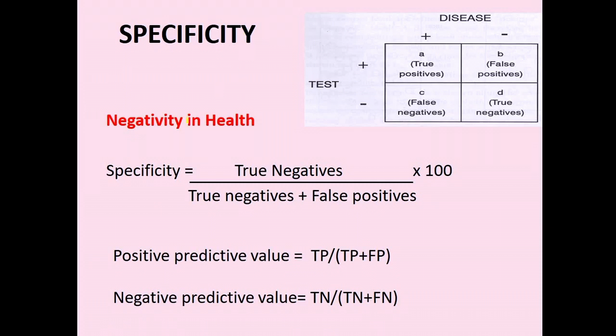It will be expressed in percentage, so into 100. Specificity is given by the phrase negativity in health, that is the ability of the test to detect the true negatives among the healthy. So true negatives by true negatives plus false positives. The other important indicators are positive predictive value, true positive by true positive plus false positive. Negative predictive value is equal to true negative divided by true negative plus false negative. For the predictive values, for positive, all will be positives here. For negative predictive value, all will be negatives here.